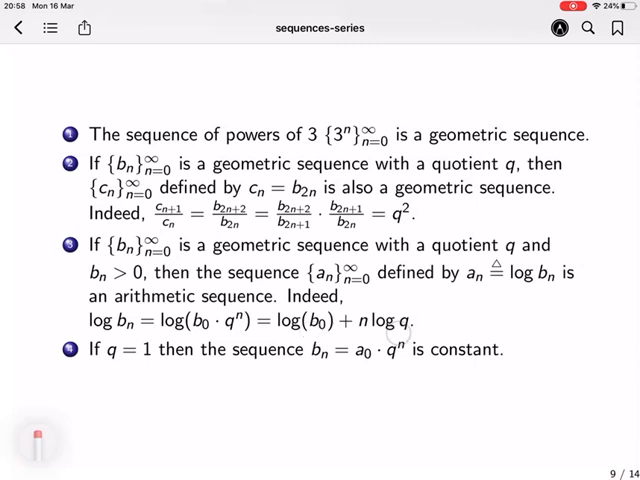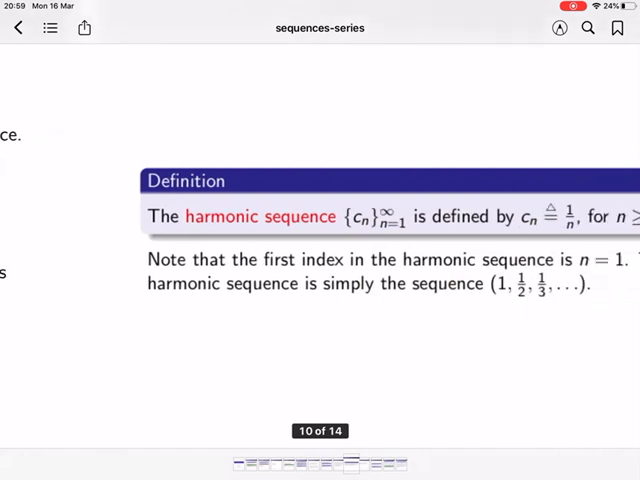The difference becomes log of q. So in An, the difference is the log of the quotient of the sequence Bn. Okay, finally, the last example. What happens if q equals 1? Well, if q equals 1, I look at Bn, which equals B0 times q to the power of n. Well, 1 to the power of n is simply 1, so Bn always equals B0, so this sequence is a very boring sequence. It's a constant sequence. Okay, good.